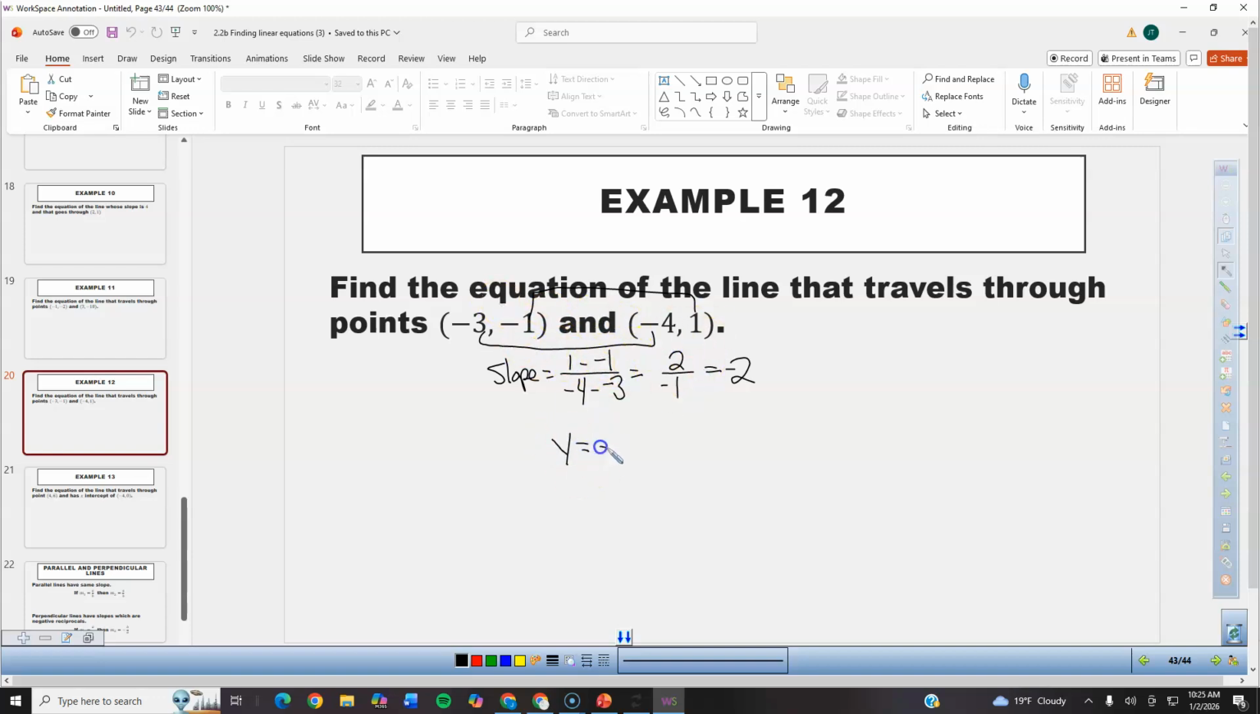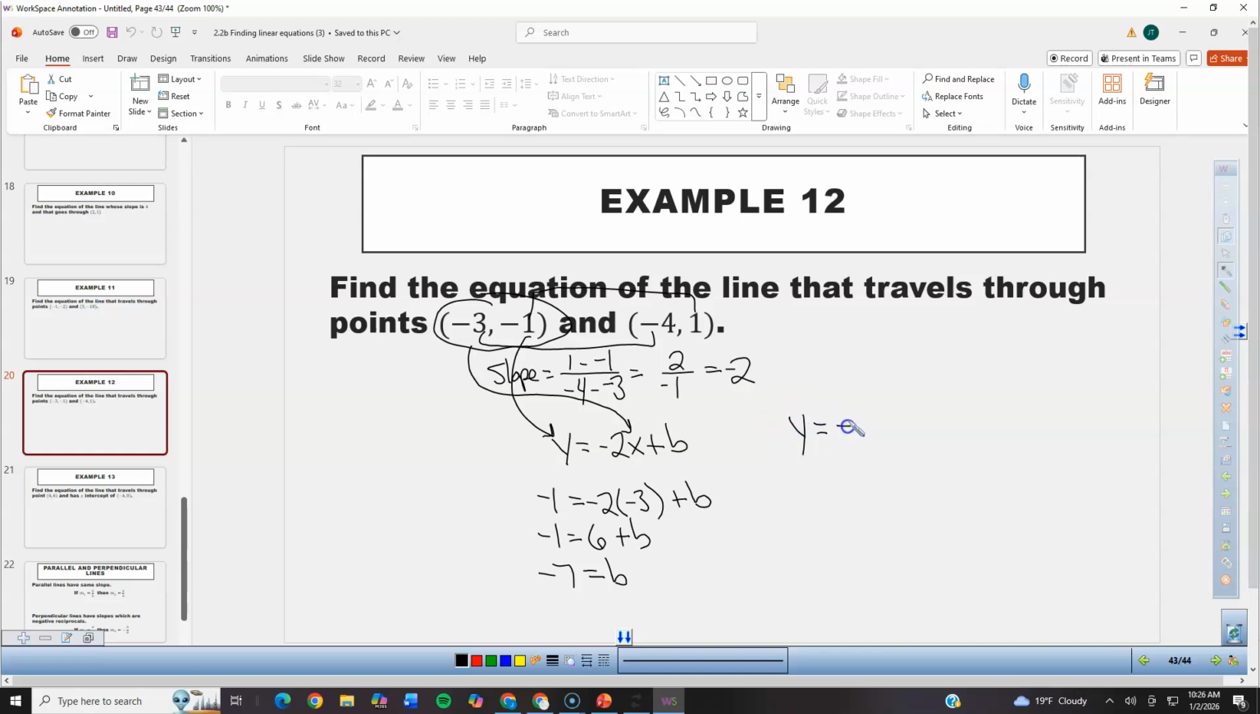So I do my y equals -2x plus b. Just grab one of these and plug it in. Again, if you see me make a mistake, please help me fix it. I have notes, but I just go rogue a lot of the time. Plug it in. So I get -1 equals 6 plus b. So -7 equals b. So I'm going to do y equals -2x minus 7.